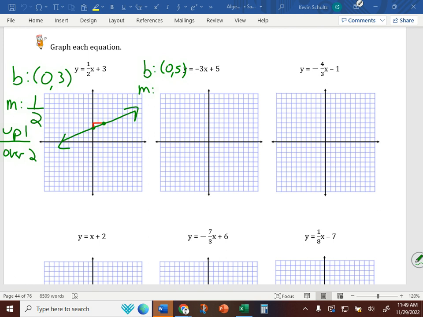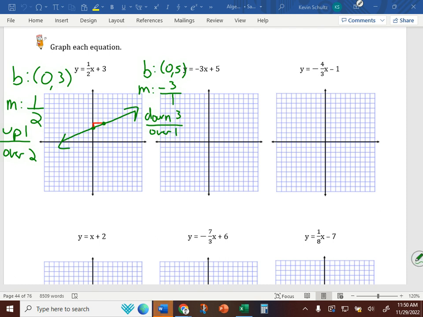What's our slope? How do we move? Negative 3 over 1, right? It's not written as a fraction, but when we talk about slope, we think about it as a fraction because we have to have that horizontal movement. And what this means is since it's negative, you're going down 3 and over 1, right? That negative 3 over 1 slope means you're going down 3 over 1.